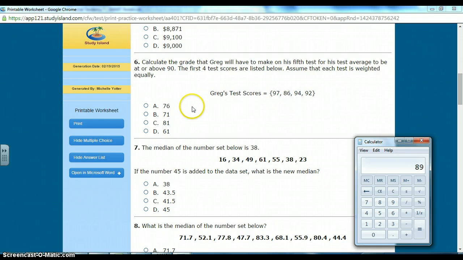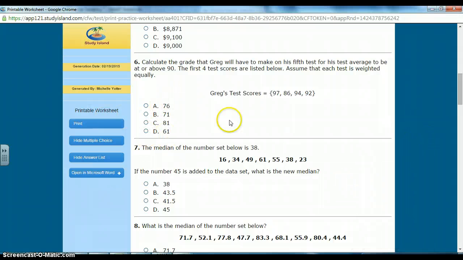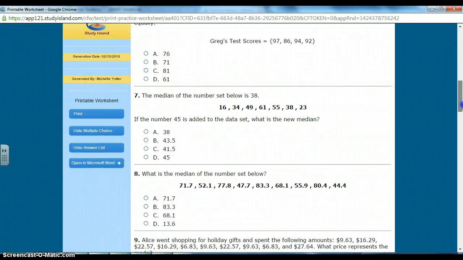That's an 89. So we know it needs to be higher than 76. So our only other option is 81. So we do 97 plus 86 plus 94 plus 92 plus 81. Divide by 5 makes a 90. So the answer there would be C. Okay, we know one of these is the answer, so just try and use it.